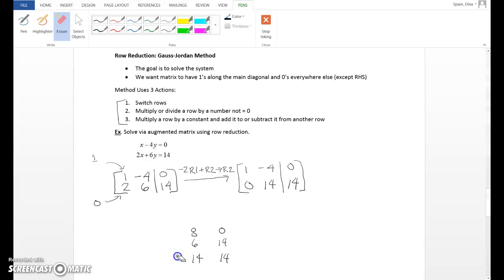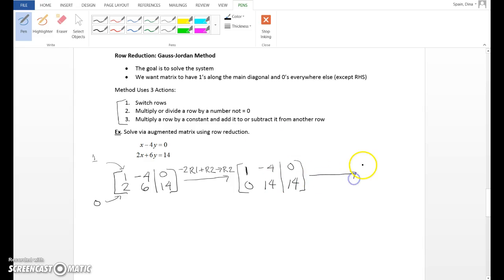Alright, I am not going to write that out every single time. I'll talk you through it. So look at column 1. Column 1 is straight. That's exactly what I wanted. 1 along my main diagonal, and I've got a 0 below it. So now column 1 is straight. Let's move to column 2.